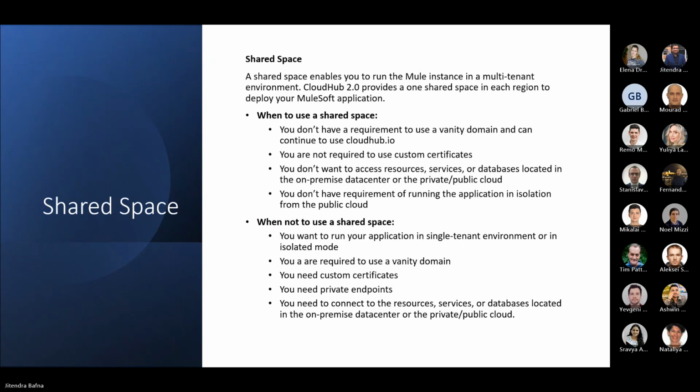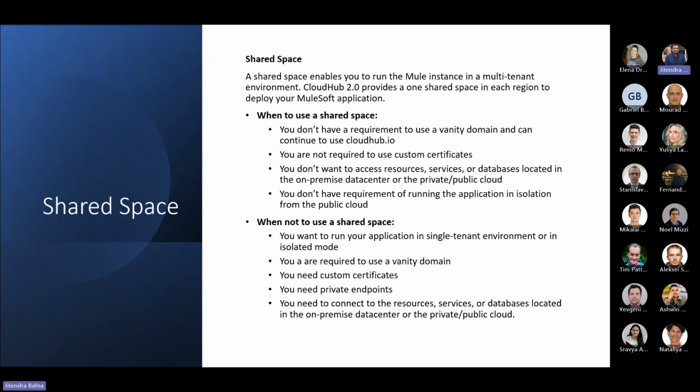It is secured, right? But the question comes: when to use a shared space? Whenever you don't have a requirement of a custom domain or vanity domain. By default, whenever you deploy the application to shared space, it gives something like application name dot unique ID dot cloudhub.io, right? So every time you deploy the application, it gives a new URL. But if you want to host everything in a single domain, in that case you cannot use the shared space. But if you don't have that requirement, you can go with the shared space.